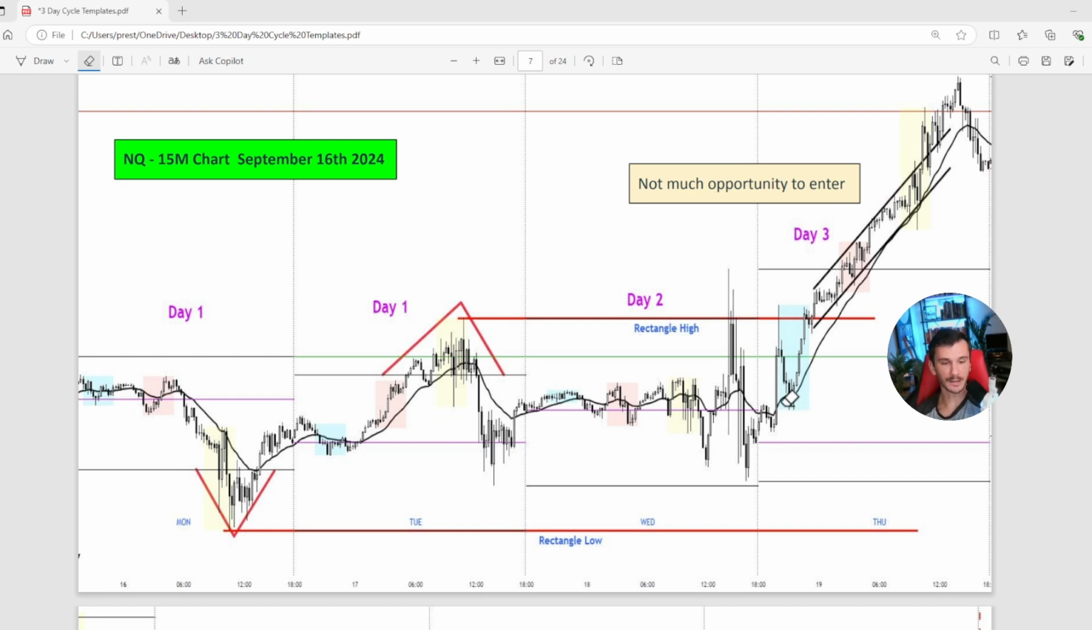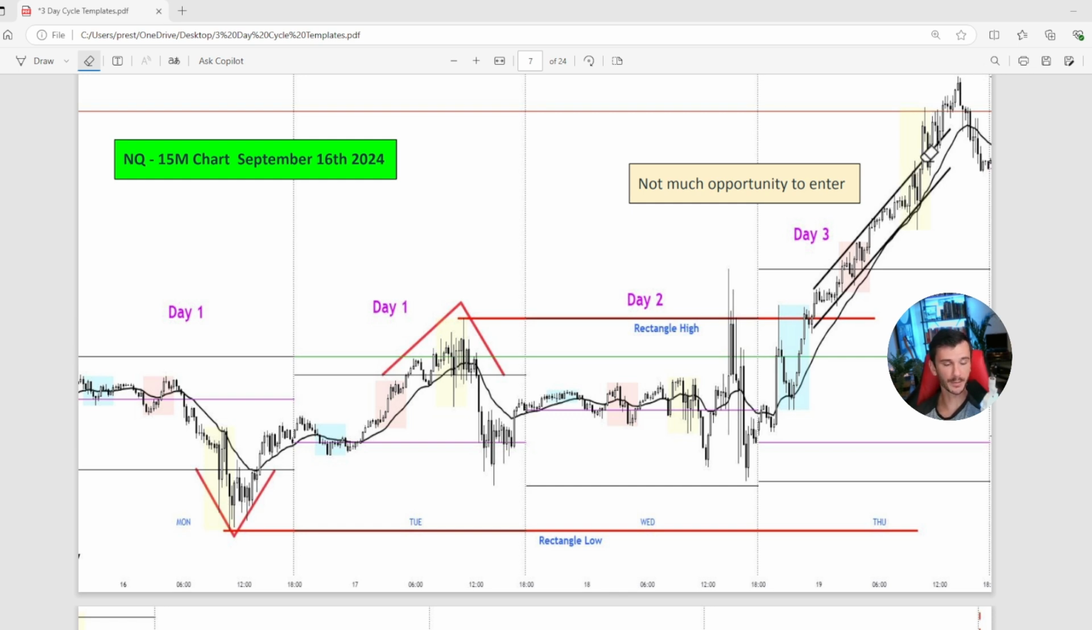I'm trying to get in somewhere either in the rectangle or just as they're breaking out of the rectangle and taking the trend trade. That way my reward opportunity is much greater and much larger compared to this, where, you know, it kind of has that it could reverse at any time feeling to it.